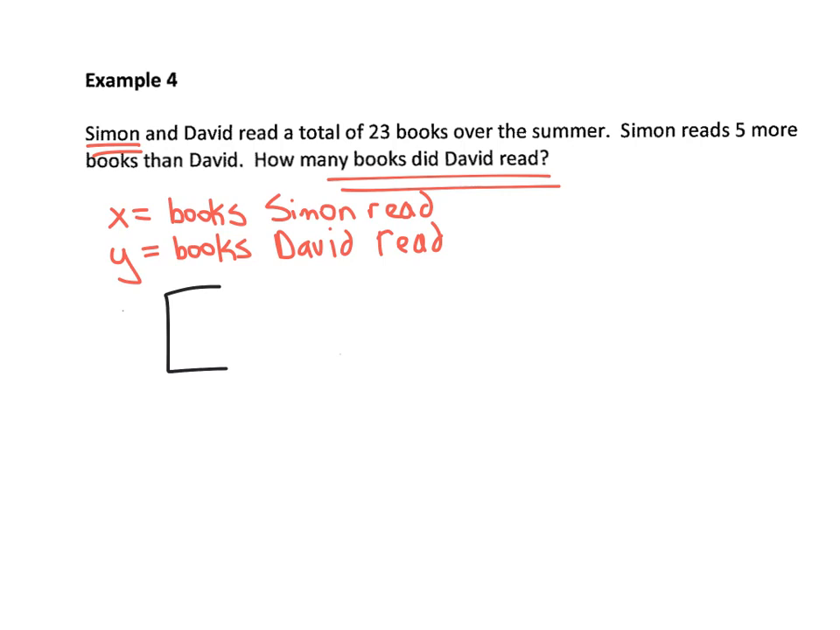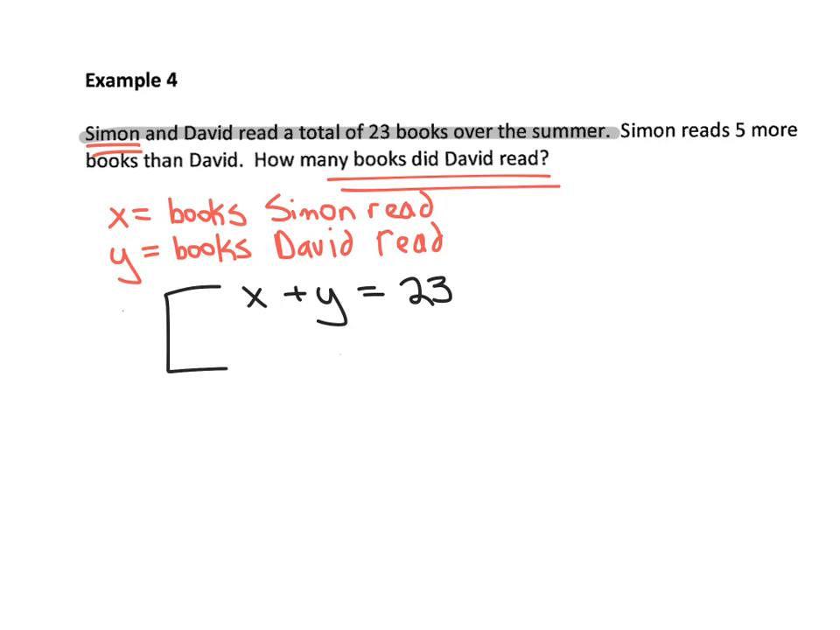The first one is easy. It tells us that Simon and David read a total of 23 books over the summer. So that means that x, the books Simon read, plus the books David read, which is y, equals 23. That is our first equation.